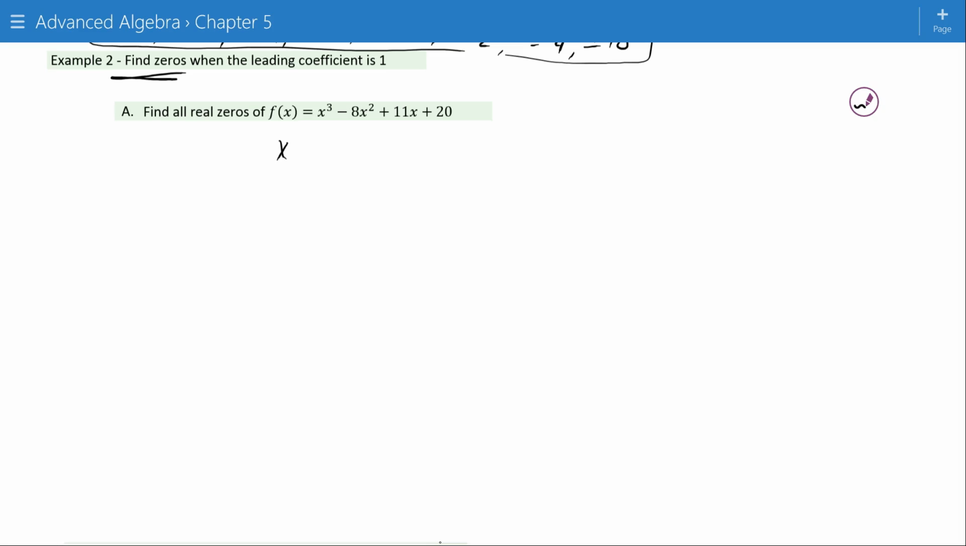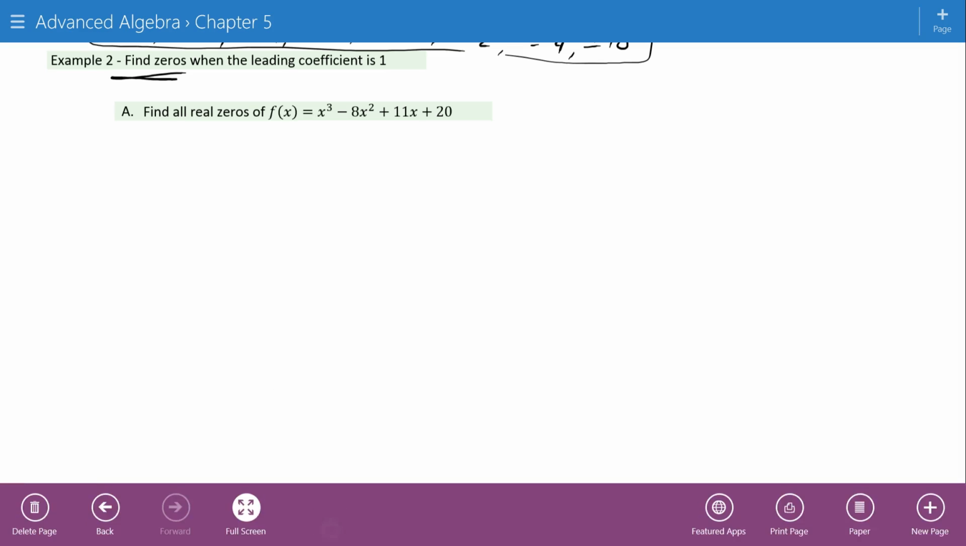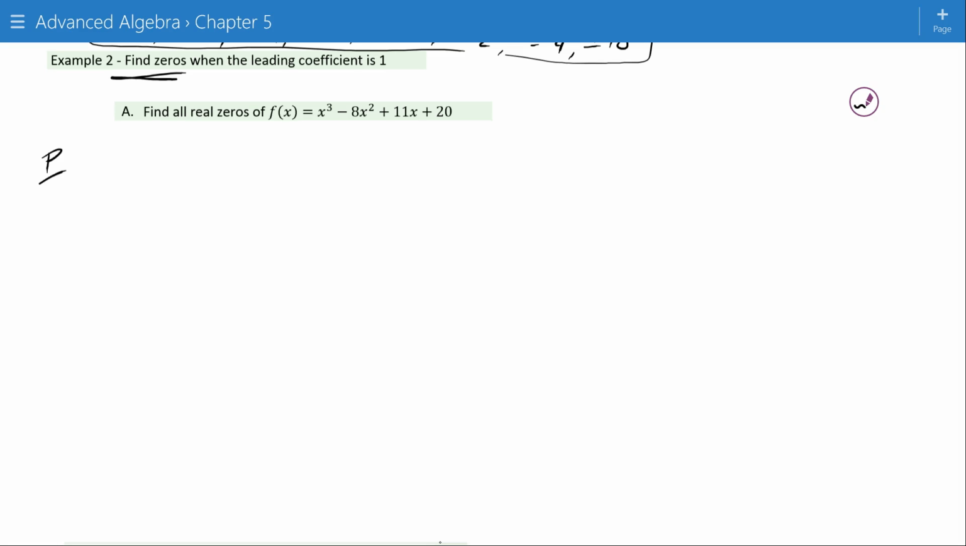You guys could try to do factor by grouping because it's 4 terms, but if you took an x squared out of the first term, you're left with x minus 8. You can't take anything out of the second set, so you're left with 11x plus 20. Now those factors wouldn't match, so grouping's out of the question. That's when this P over Q idea really comes into play. So we're going to list off all of our values of P and Q and test them to see if we have any rational zeros.